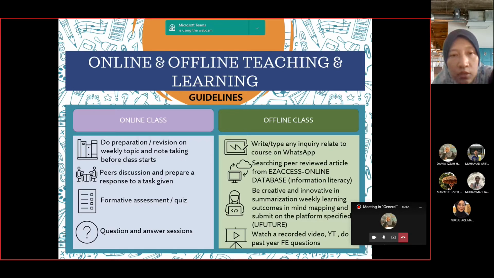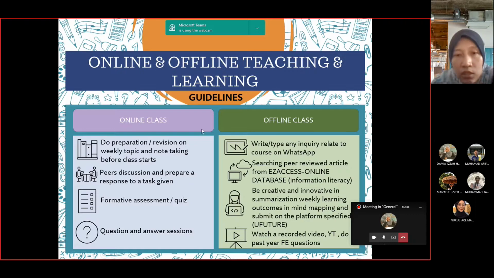Online class: do preparations, revision on the weekly topic, and note taking before class starts. You may have peer discussions and prepare a response to a task given. Community assessment, for example quizzes, or we have some sort of discussions, question and answer sessions.